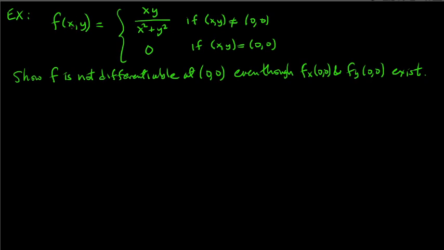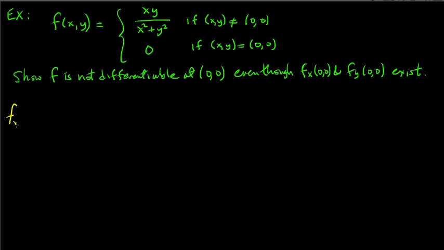So here we have a function of x and y, right? And I think we've seen it before, xy divided by x squared plus y squared, as long as (x, y) is not the origin, right? Because notice that this is obviously undefined when x and y are both 0. So this is not defined at the origin, but we're going to define it to be 0 at the origin, right? So we want to show that this is not differentiable at the origin, even though the two partial derivatives exist. Okay. So let's start with the partial derivatives, right?